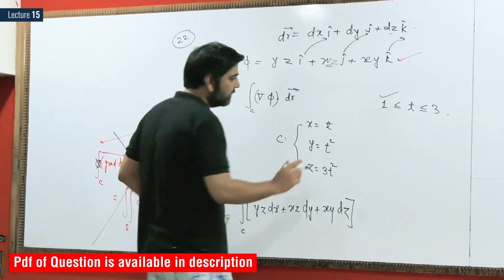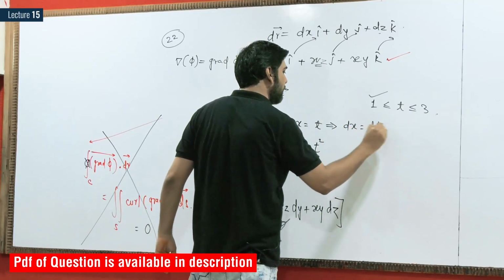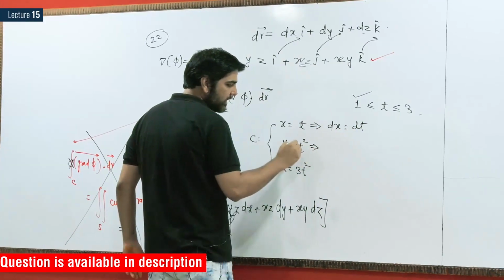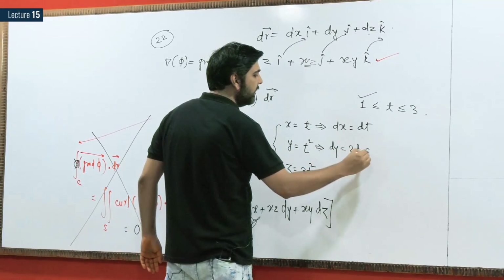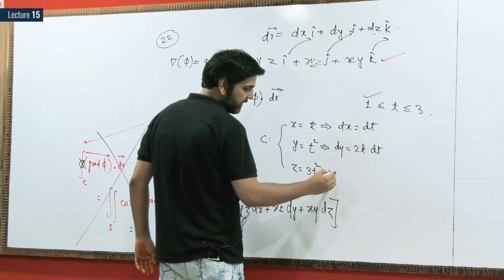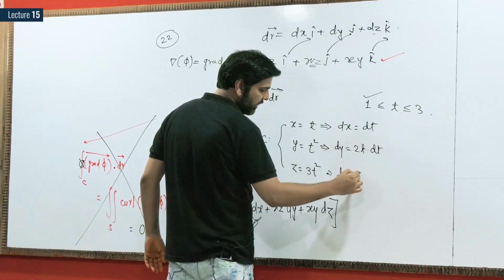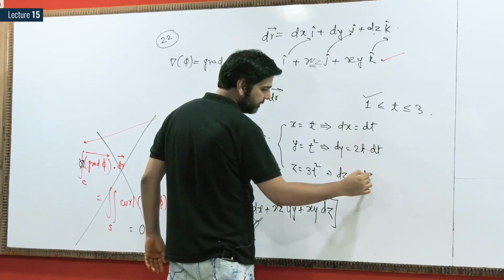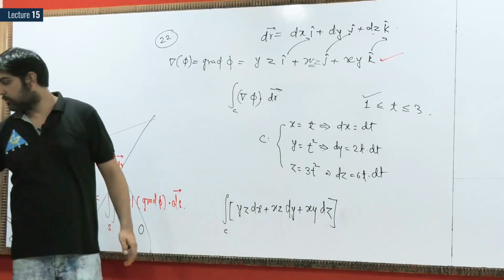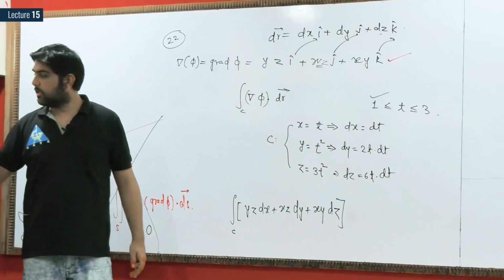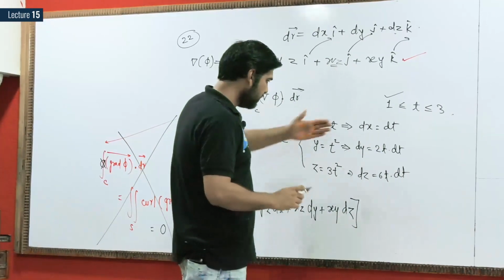So that is why the parametric equation is given, because if you have x equal to t, you can apply dx equal to dt, fine. If you are having y equal to t square, then you have dy equal to 2t dt, and if you are having z equal to 3t square, then you have dz equal to 6t dt. Fine. Let me check the parametric equations also, t square and 3t square. Fine. Now just put it here.